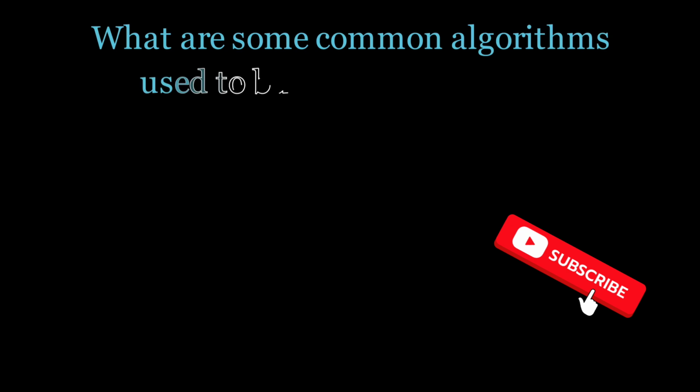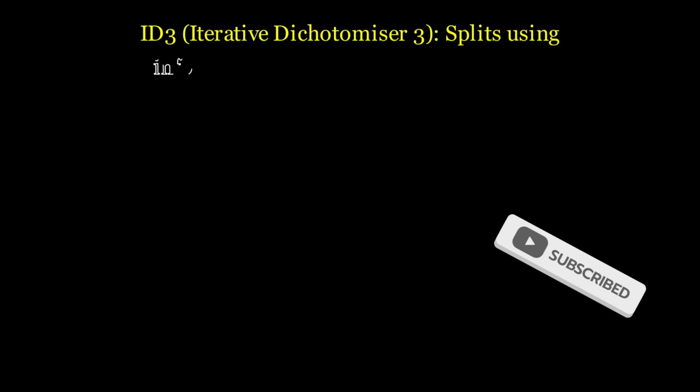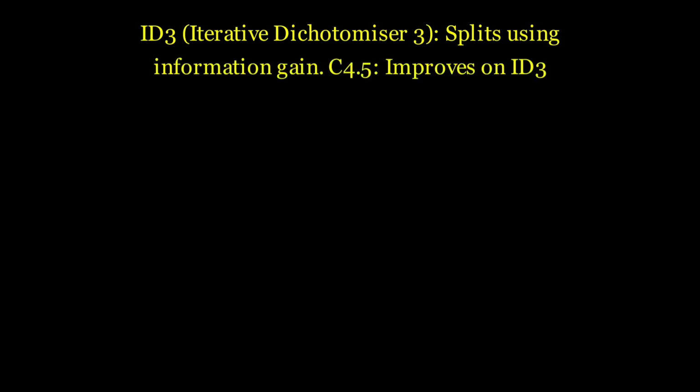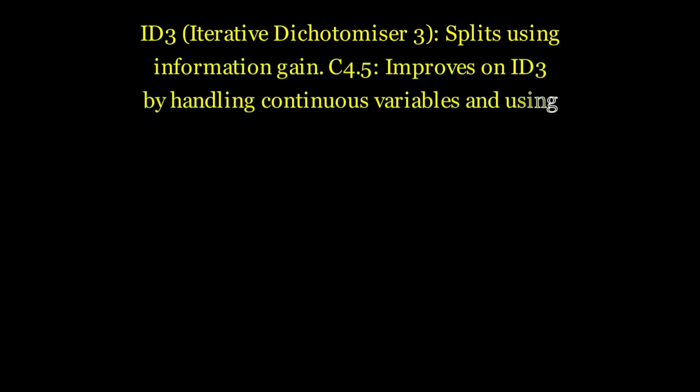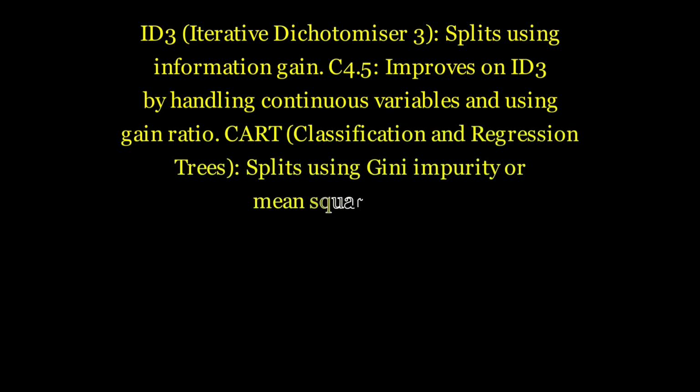What are some common algorithms used to build decision trees? ID3, Iterative Dichotomiser 3, splits using information gain. C4.5 improves on ID3 by handling continuous variables and using gain ratio. CART, classification and regression trees, splits using Gini impurity or mean squared error.